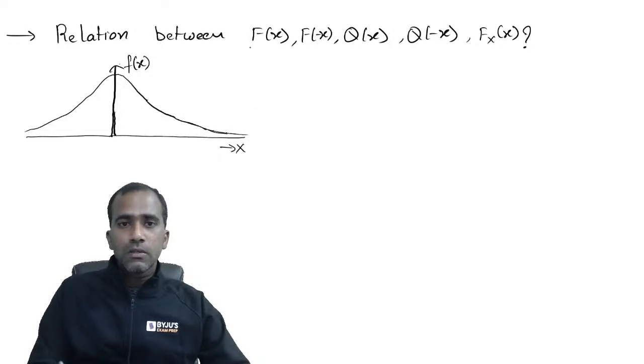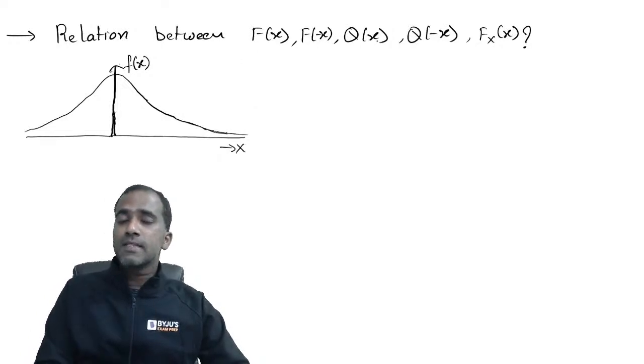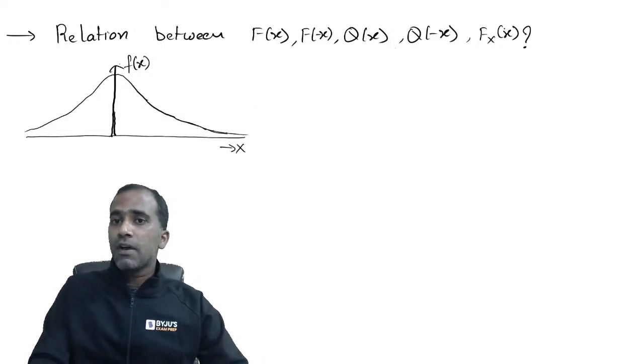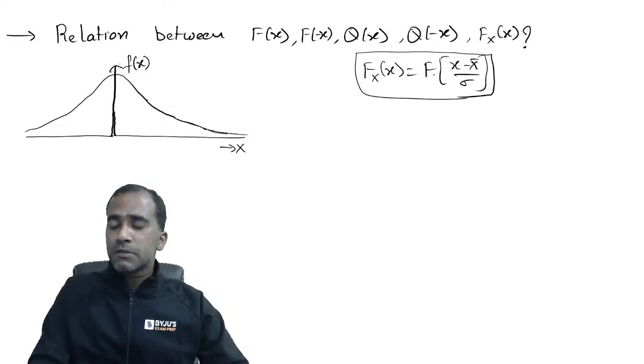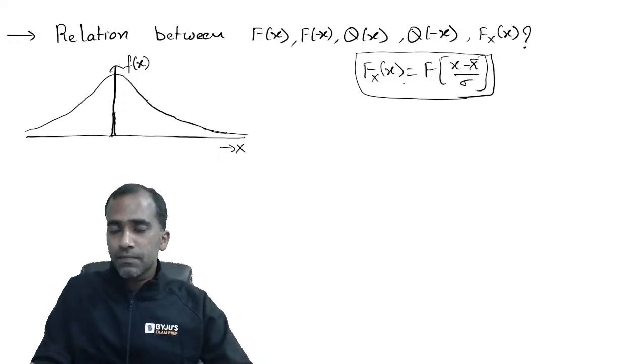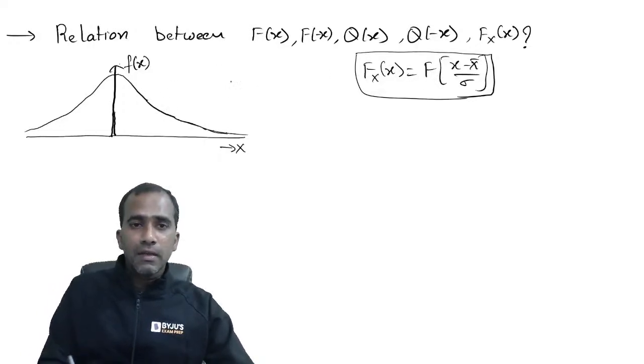So how about the relation between F of x, F of minus x, Q of x, Q of minus x, Fx of x? Just now we have understood what the relation is. Fx of x is equal to F of (x minus x bar) divided by sigma. I hope you remember the difference. When I have taken the subscript, it is a general random variable; without subscript it means it's a normalized Gaussian random variable. Okay, right. So everyone knows what capital F of x is. This is the normalized Gaussian random variable.